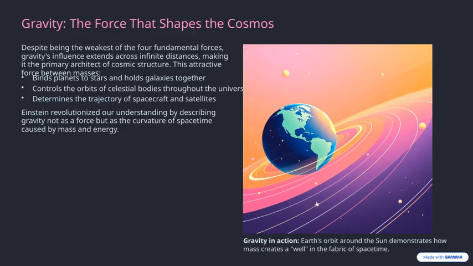The Sun's mass creates a kind of well in spacetime, and Earth's orbit is just it moving along this curved path. This idea helps us understand why gravity works the way it does, and connects directly to the overall theme of how gravity shapes our universe.